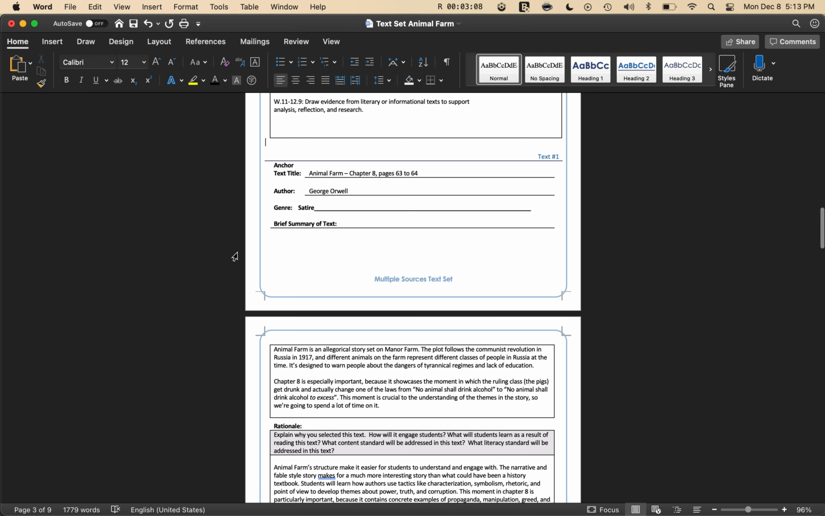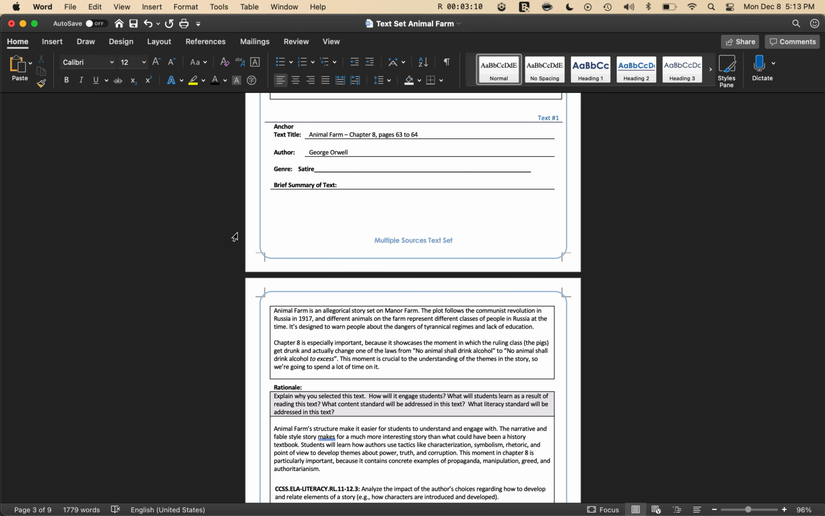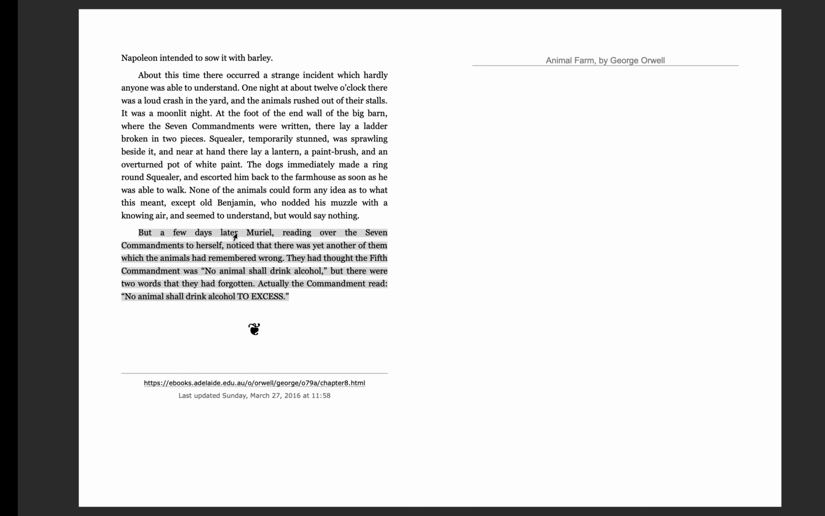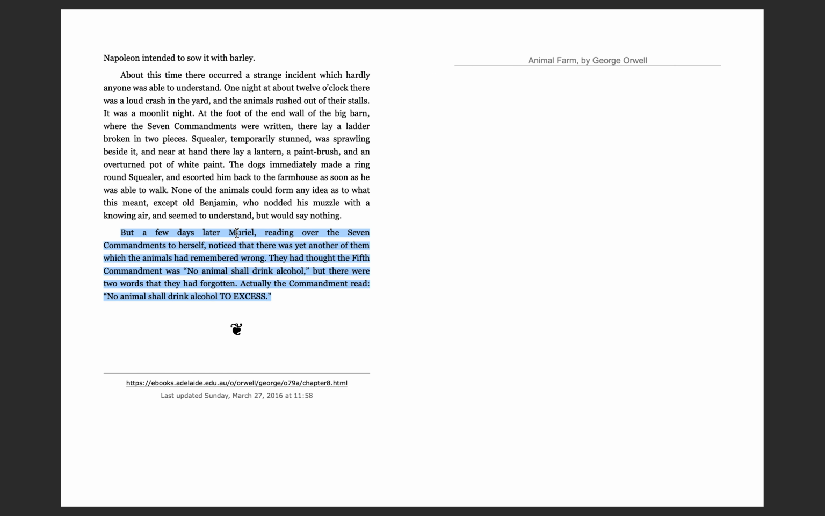So now we will move down to the anchor text itself. That's Animal Farm, Chapter 8, pages 63 to 64. So Chapter 8, I think, is really important. It showcases the moment where the pigs are getting drunk off whiskey, and they actually change the original law that I've got highlighted here. No animal shall drink alcohol, to no animal shall drink alcohol to excess.